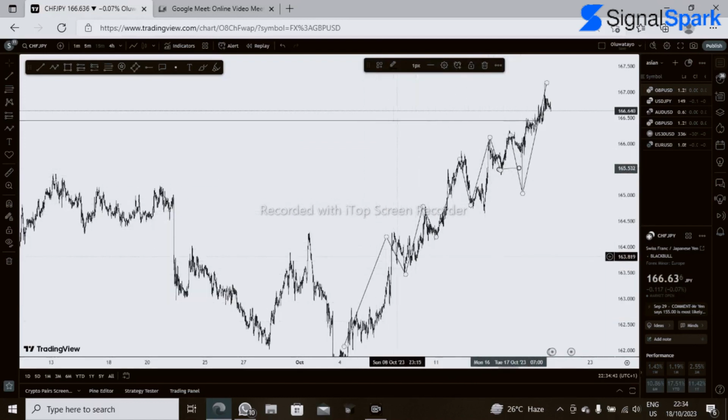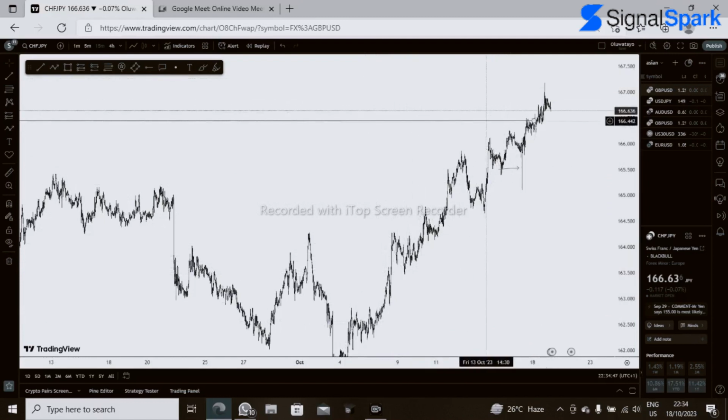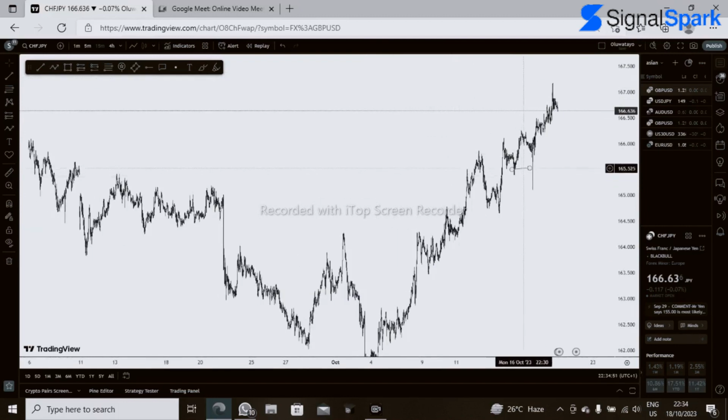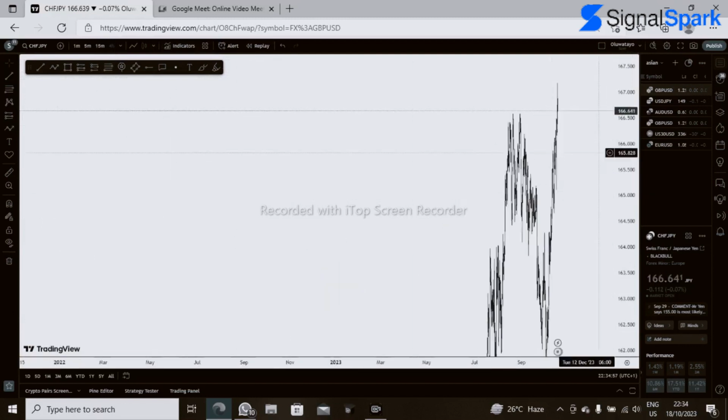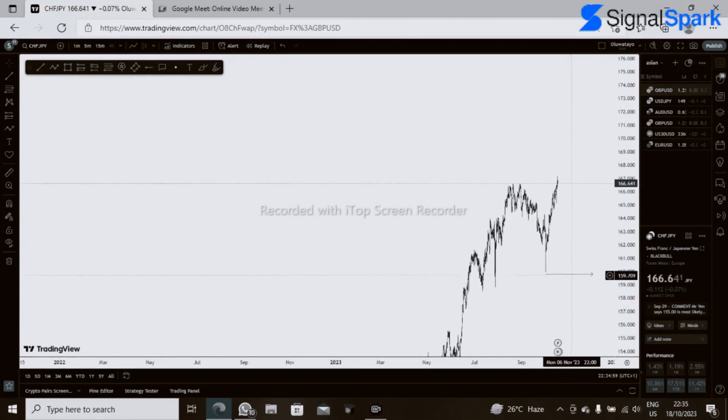So that is a very strong way to identify trend. Now let's pick out another time frame randomly and let's see. 4 hours. I always advise you use your 4 hours to analyze.